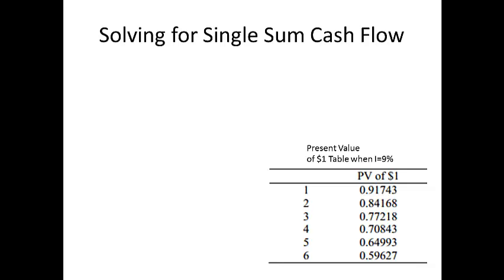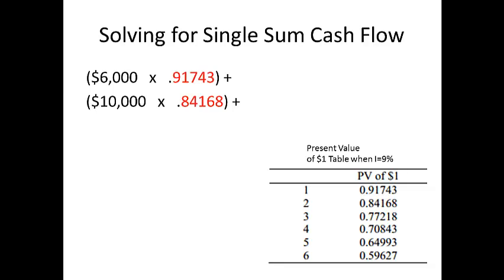Solving for the single sum cash flow, we have to do the first year, which is $6,000 times the present value of $1, where n equals 1 and I equals 9. We have to add that to the second year, which is $10,000 times the present value amount, where n equals 2, I equals 9. Plus the third year, where it's $10,000 times the present value of $1 amount when n equals 3, I equals 9.